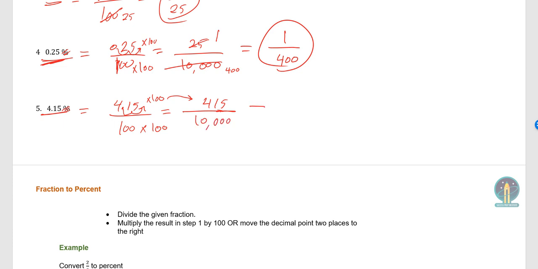And this can simplify further, right? So these are both divisible by 5, right? So 415 divided by 5 is 83. 10,000 divided by 5 is 2,000. Okay, this is the final answer.